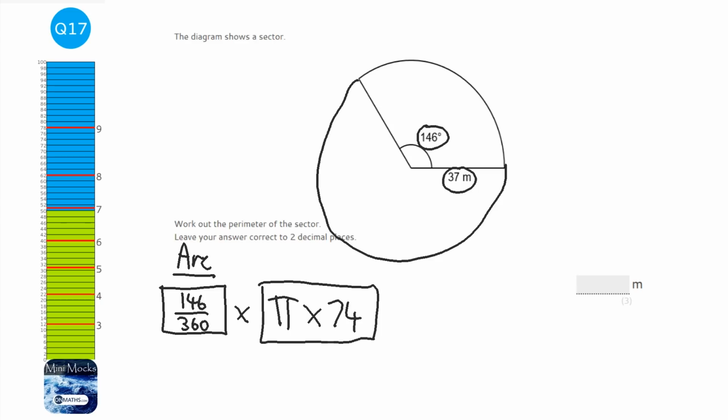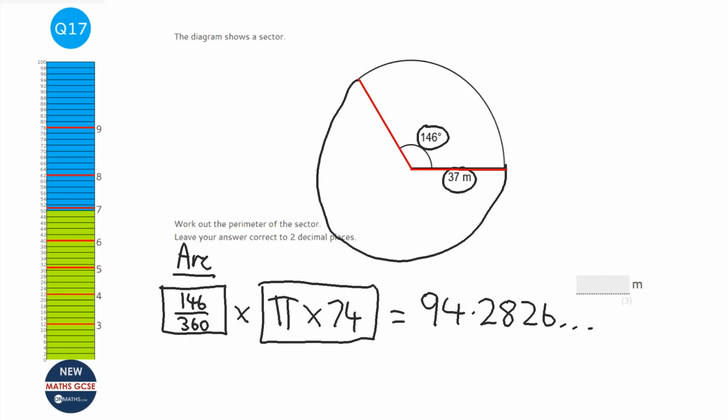Okay, so we type that all into our calculator, so I press the fraction button, 146 over 360 times pi times 74. And it gives me an answer in terms of pi. I don't need it in terms of pi, I just need it as a decimal. So 94.2826 blah blah blah. Now that's for the arc length, but we also want to know what this distance here is. Well, we've already got that one. And what this distance here is. Well, they are both radii, so that's also going to be 37 meters.